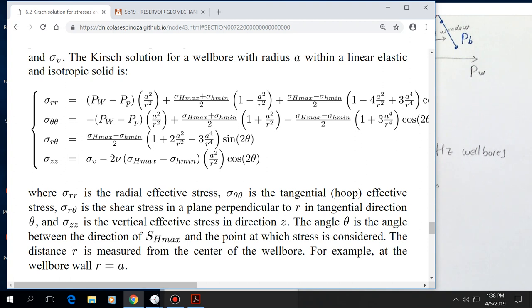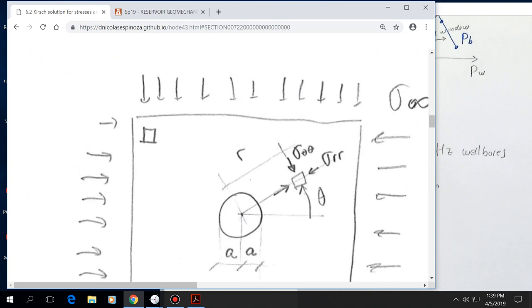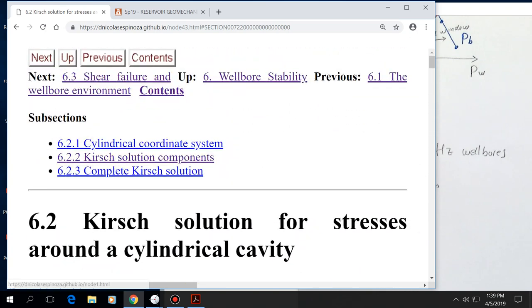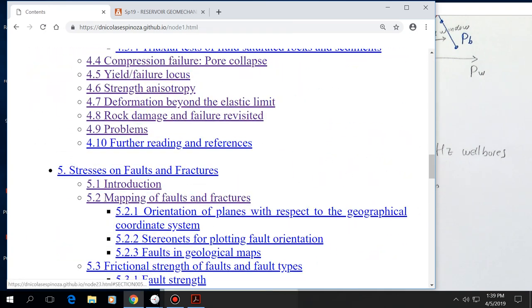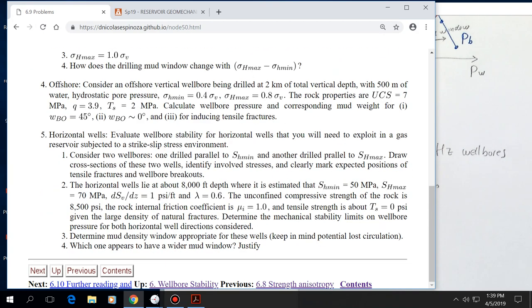Okay, all right. And I think that's pretty much it. That's everything that you have to do. And then you have to say in which direction you have a wider window and why, and that's it.